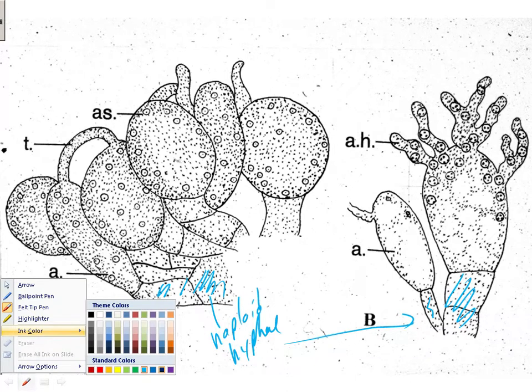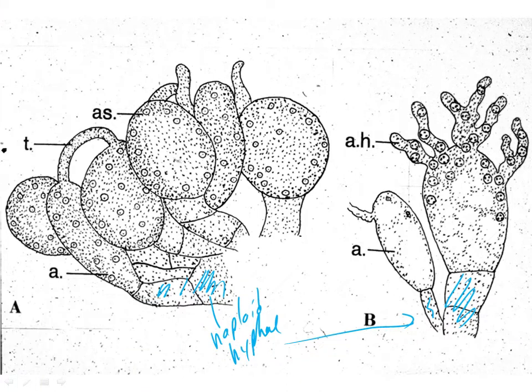I really should have saved my blue for the male nuclei. I'll use a different color of blue here. Is that a different color? Yes. Just barely. So here's our antheridium, and we have the male nuclei there.